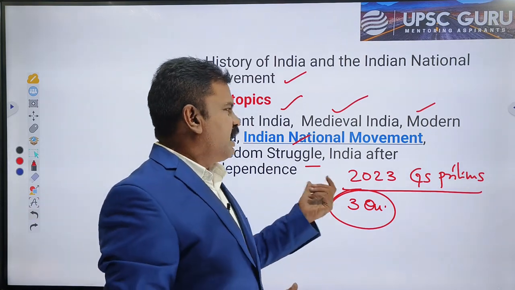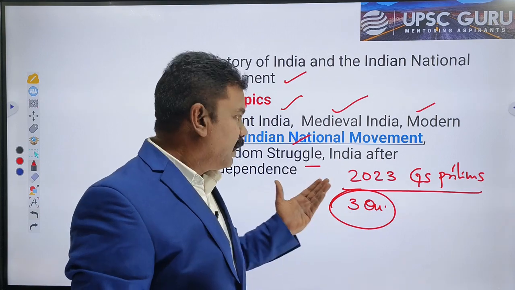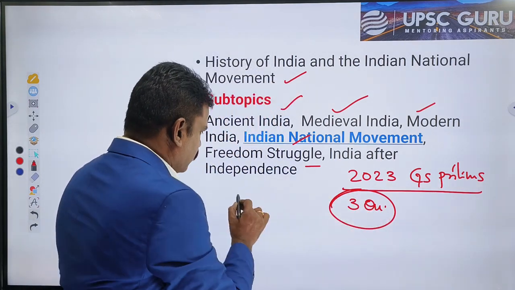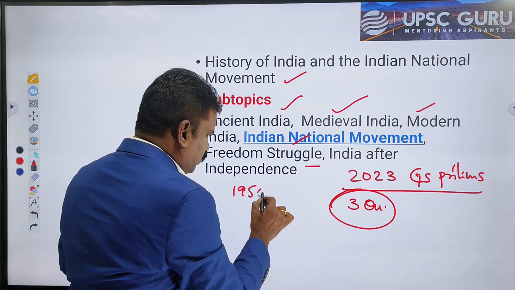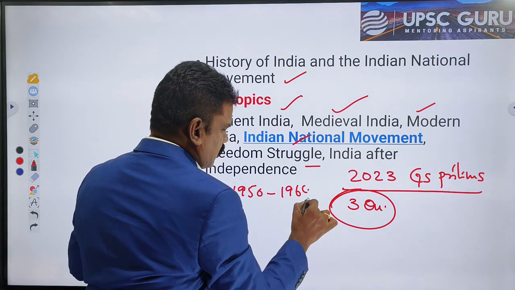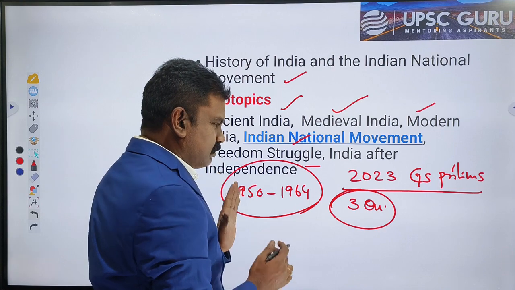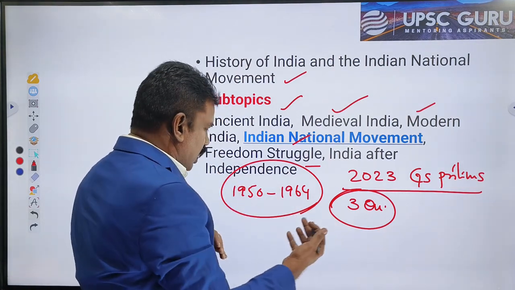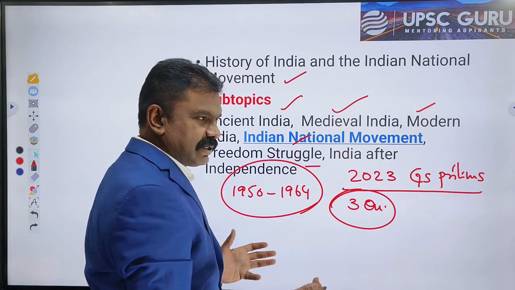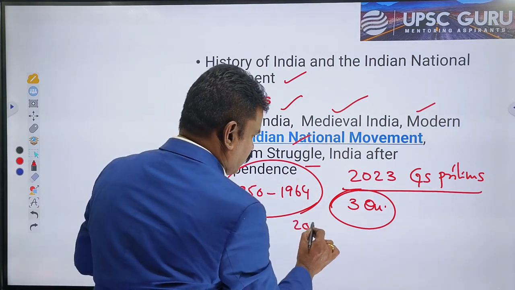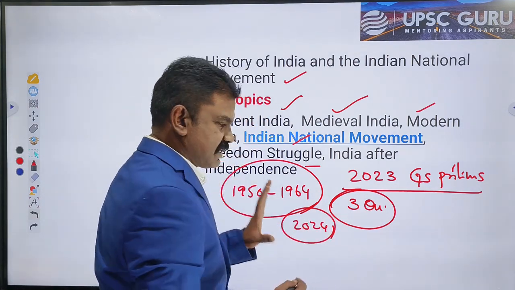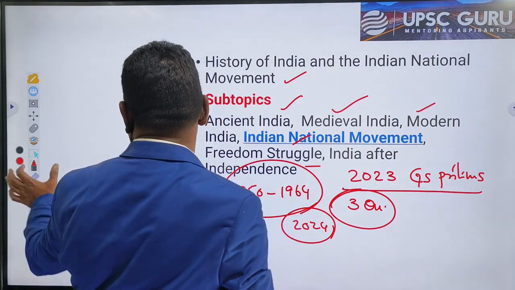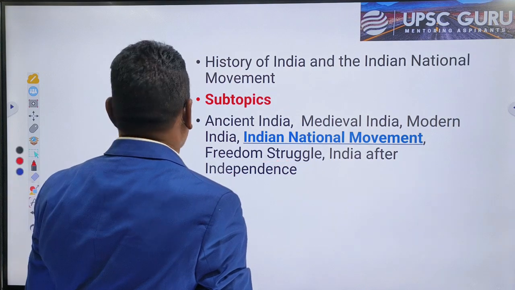And India after independence is what is called the Nehru era, 1950 to 1964. Mostly this part is covered in India after independence, but the incidents up to the present day, that is up to 2024, you have to discuss. You have to know the incidents of this year. So this is about history.